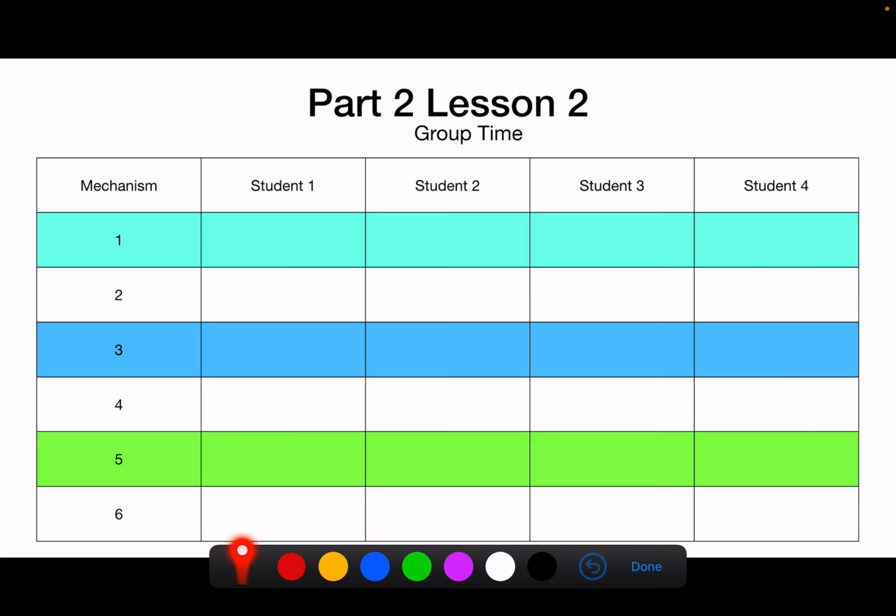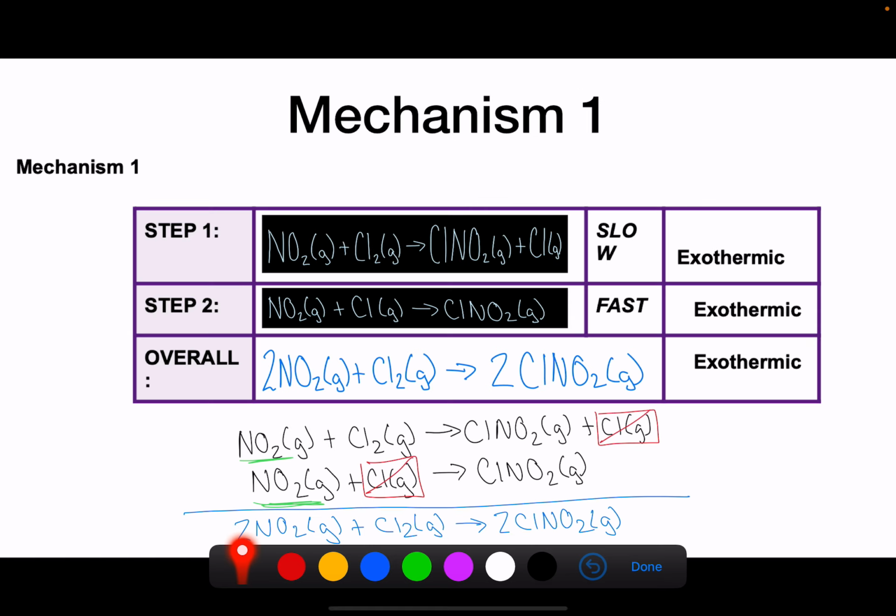In class, I'm going to assign you a mechanism, and you're going to partake in this, and you guys are going to come and share together. But since this is a homework help, I'm going to go forward with this. So for mechanism 1, this is what I should get when I do it. I blend them together, as you can see in my work here, and I get this for my overall.